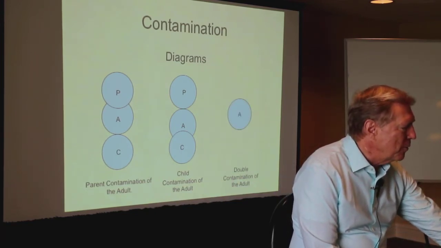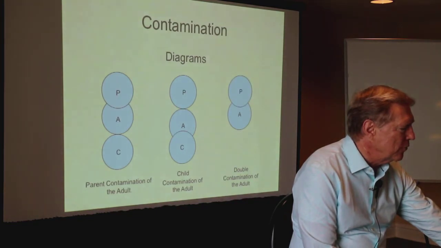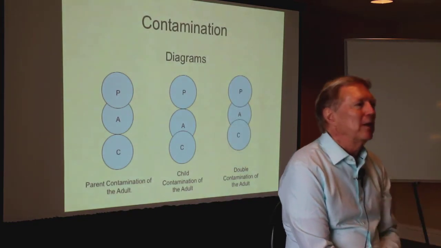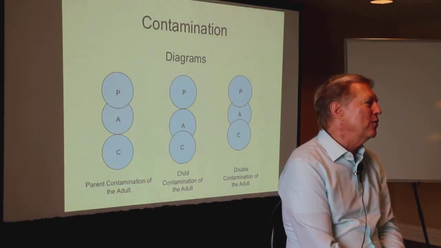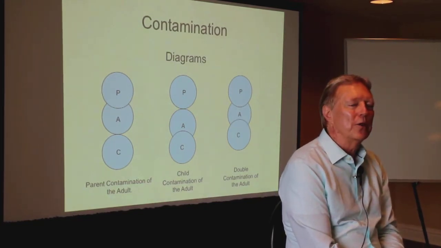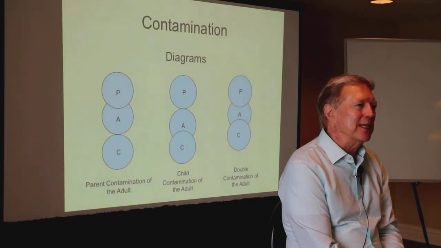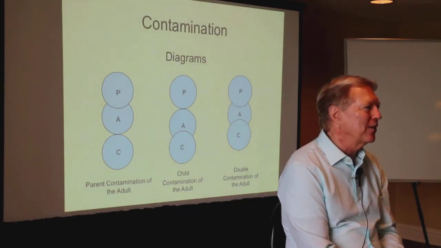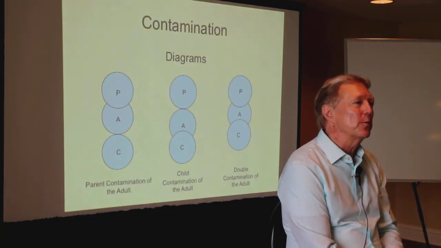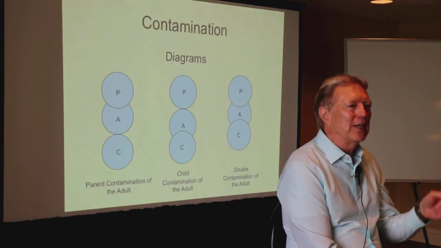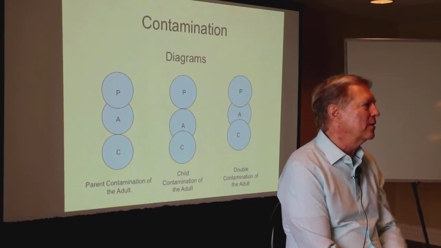You can also have double contamination of the adult from both parent and child, in which there's a kind of internal battle or power struggle going on, with both parent and child trying to convince the adult of what they believe, want or feel. And oftentimes when that happens, the person just goes round and round and has difficulty really arriving at a decision.